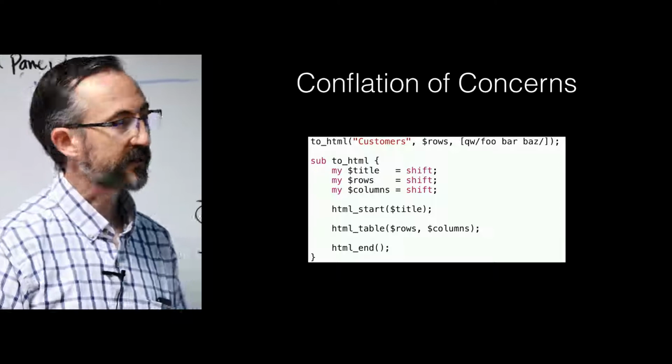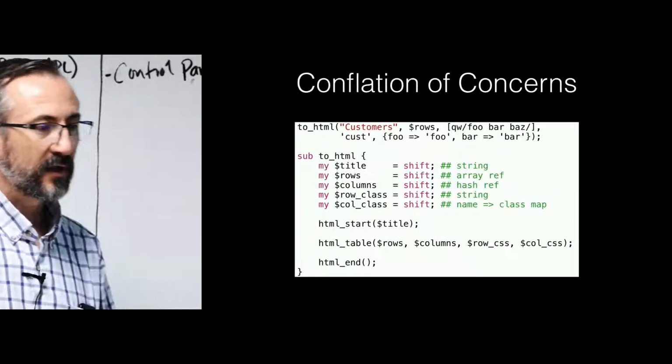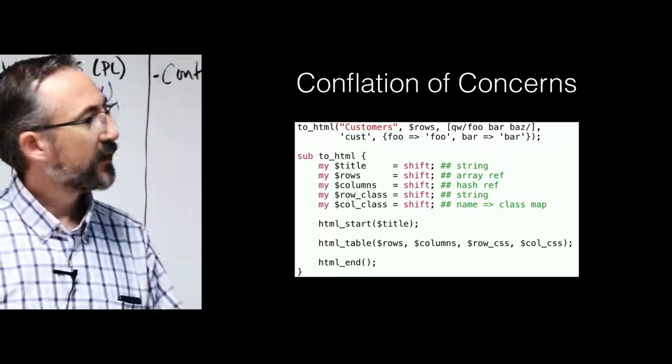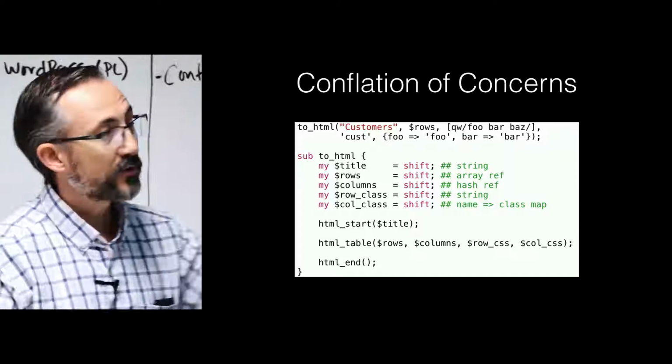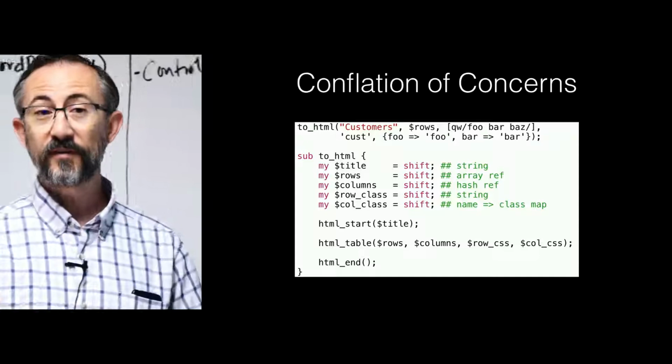But if people say, hey, can we change the styling of the row? Can we change the styling of the table? You can see that our arity goes up because we have to pass more information in to 2HTML. We're up to arity 5 here and we're no end in sight.